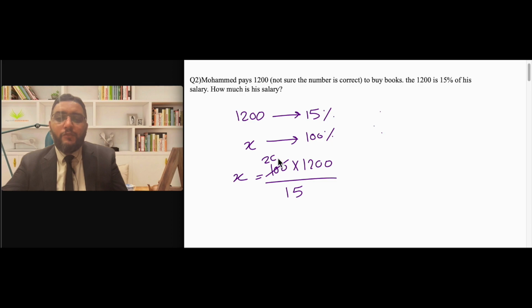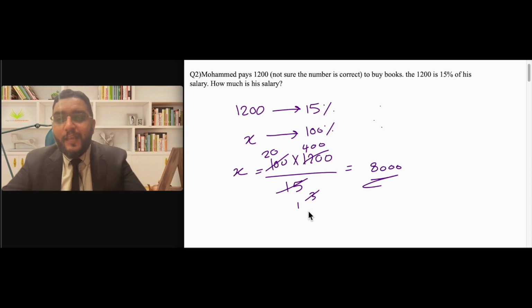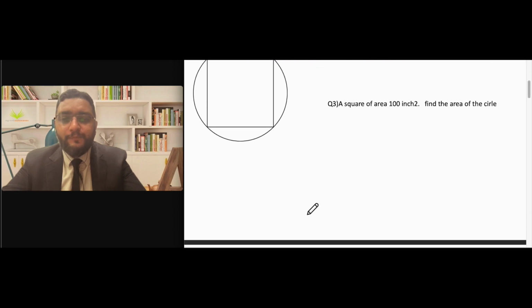Divide by 5 equals 20, divided by 5, which equals 3, divided by 3 equals 1, divided by 3 equals 400. Just multiply them, 2 times 4, which equals 8, and write down 3 zeros. So his salary is 8,000. Let's move to question 3.